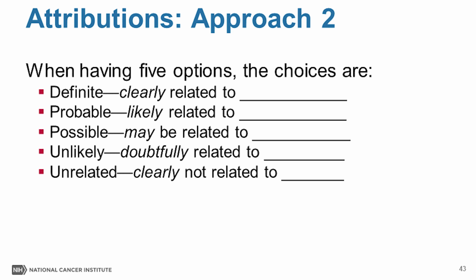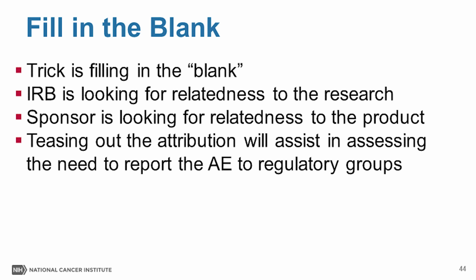Then there's what I call the 5 degrees of separation, or 5 options, where you have definite, which means it's clearly related; probable, likely related; possible, may be related; unlikely, doubtfully related; or unrelated, clearly not related. And the trick is really filling in the blank.